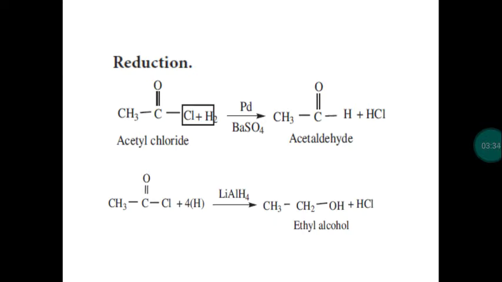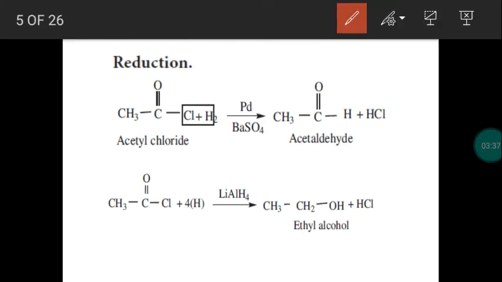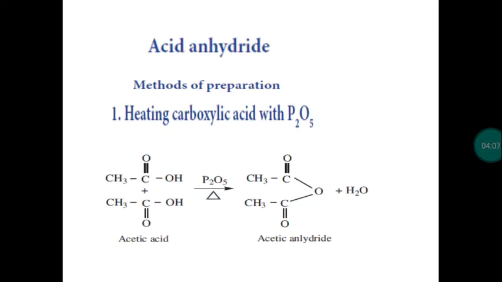Next one, Rosenmund reduction. We already studied it in the preparation of acetaldehyde. So we take catalyst palladium and catalytic poison barium sulfate. So acetyl chloride is reduced into acetaldehyde. Next, reducing acetyl chloride using the reducing agent lithium aluminum hydride, we get alcohol. Ethanol will be produced. So with this, the preparation and the chemical properties of the first derivative, acid halide, are over.